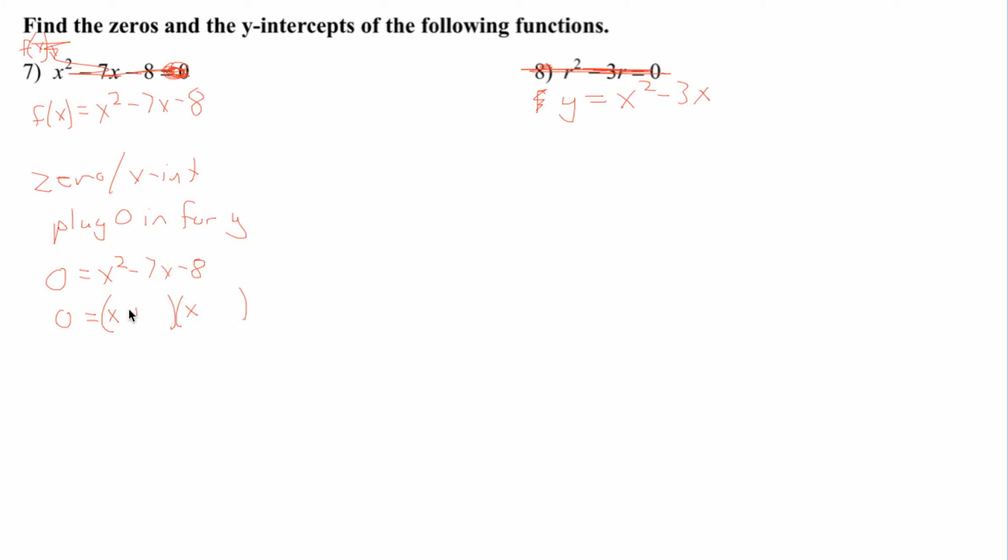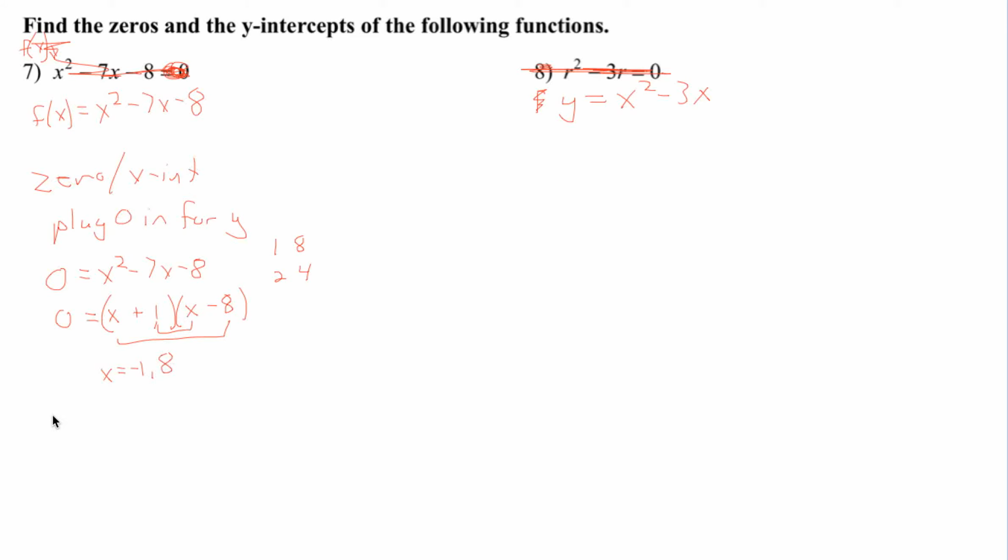We need a -8, so we need a plus and a minus. And then our factors of 8 are 1 and 8, 2 and 4. It looks like what will work here is a 1 and an 8. We can check that because we have 1x minus 8x, which is -7x. We're not finished yet, though. Remember, we wanted to solve this, so what makes this equal 0? Well, -1. And what makes this equal 0? That is 8. So those are the x-intercepts, or the zeros.